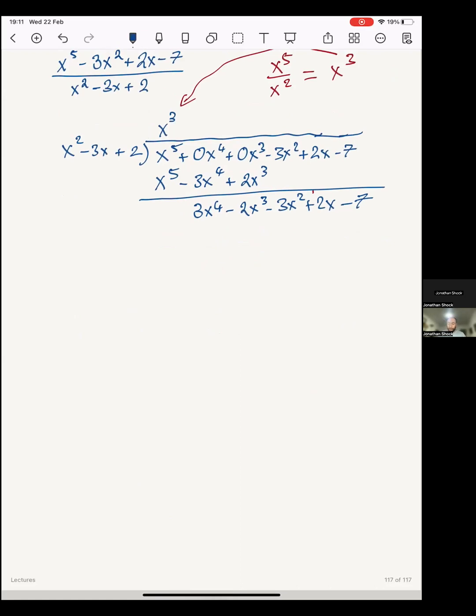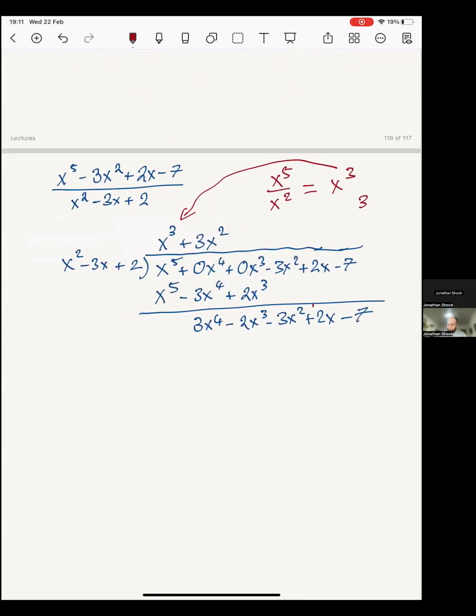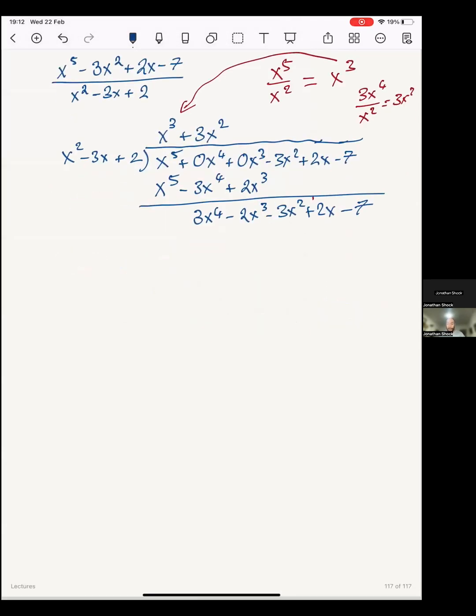Now let's do the same thing. How many times does x squared, the leading term here, go into 3x to the fourth? Well, the answer is, and I'm just going to put it here, plus 3x squared. If I do 3x to the fourth divided by x squared, that just gives me 3x squared. So now I've got 3x squared up at the top, and I do the multiplication again.